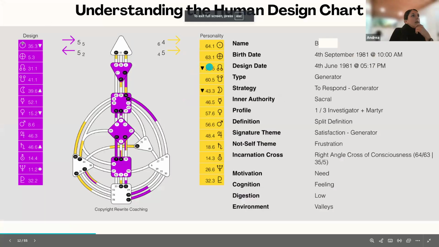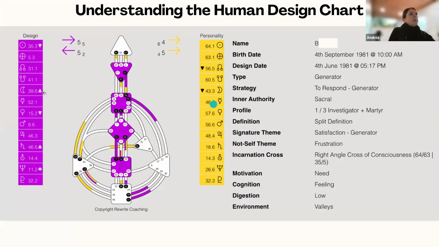Here, so this is what we were just looking at, it was a snippet of this. But if you go to the side here, it says profile. This person is a 1-3 investigator and martyr. So yeah, I could have put a better picture in that slide.